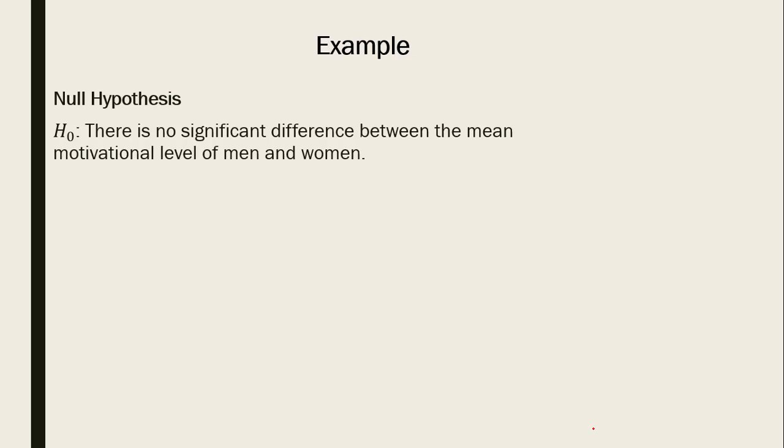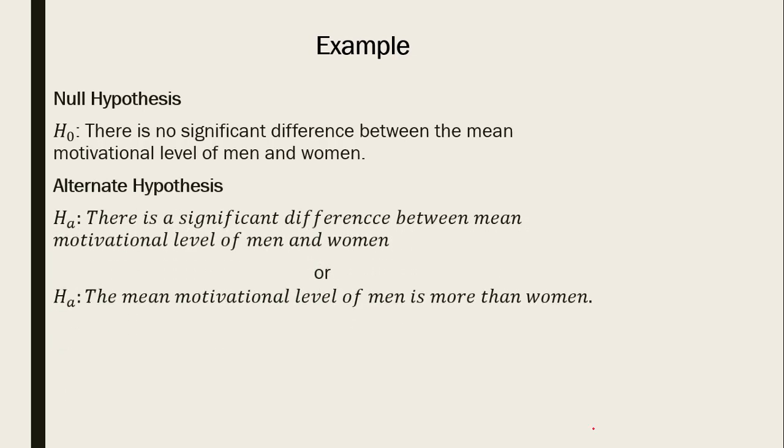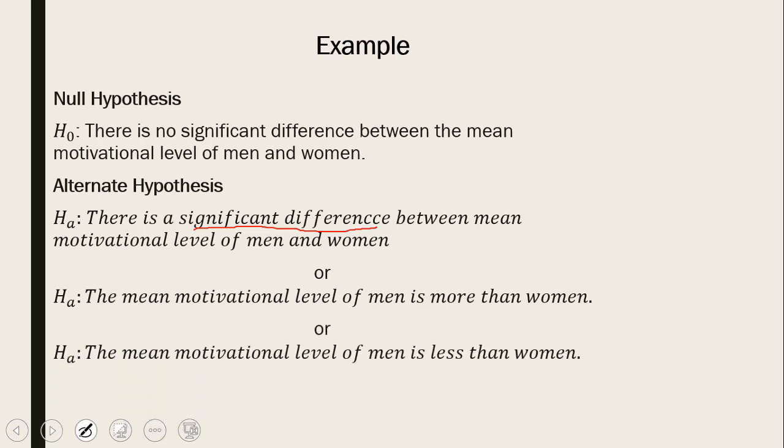Example of null and alternate hypothesis are: there is no significant difference between the mean motivational level of men and women. This is the null hypothesis, and the alternate hypothesis for this null hypothesis can be as: there is a significant difference between mean motivational level of men and women without telling any direction, or the mean motivational level of men is more than women, or the mean motivation level of men is less than women.